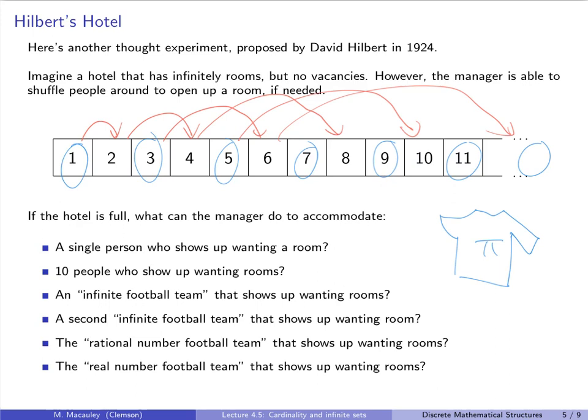Now, let me clarify what I'm really saying by this thought experiment. The rational numbers have the same cardinality as the natural numbers. Those two sets have the same size. And by the second statement, saying you can't fit the real numbers in the hotel, I'm saying that the cardinality of the real numbers is strictly bigger than the cardinality of the natural numbers.